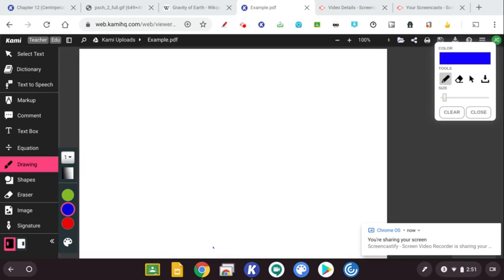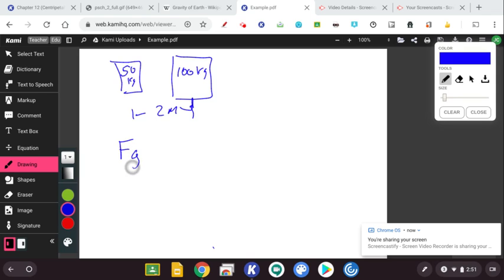So the first thing we're going to do is take a look at a problem where we have two objects. Maybe they're people, maybe they're boxes, but one is 50 kilograms, the other is 100 kilograms, and they are separated by 2 meters. The question is going to be, what is the gravitational force between them? So to set this up, we would use the force of gravity is equal to big G m1 m2 over r squared.